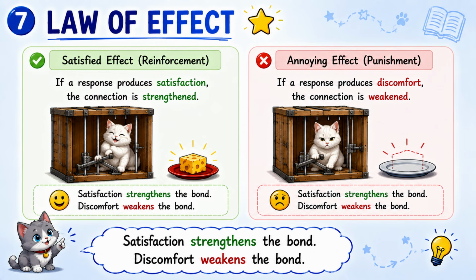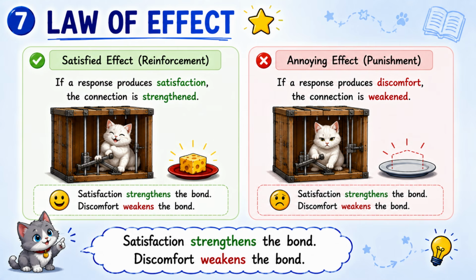This picture explains Thorndike's law of effect. It states that behavior followed by satisfying outcomes is more likely to be repeated, while behavior followed by unpleasant outcomes is less likely to happen again.